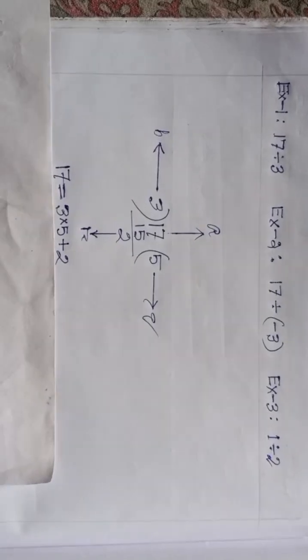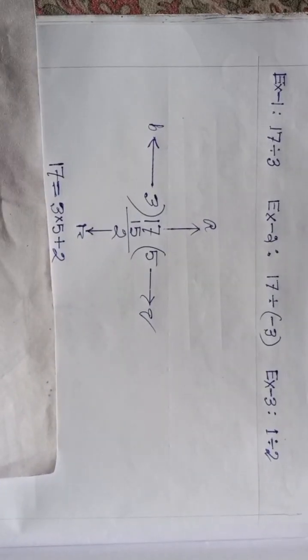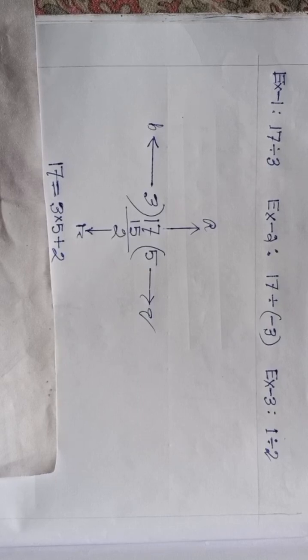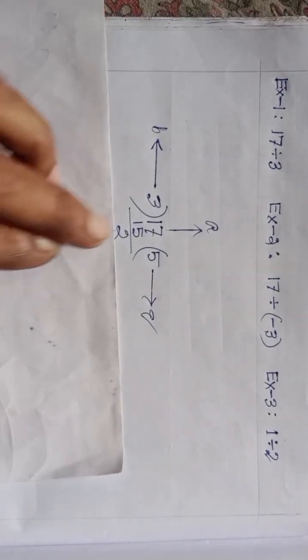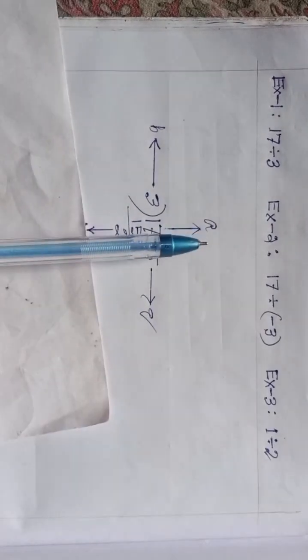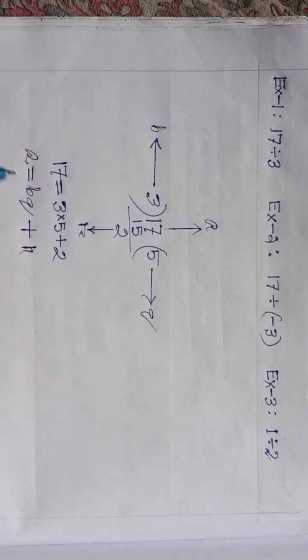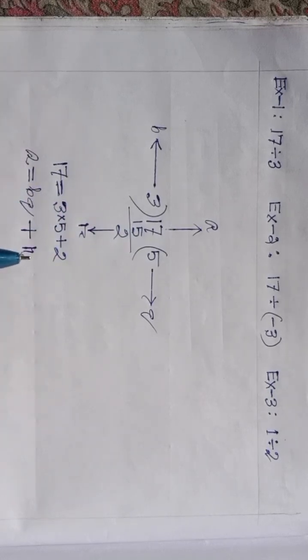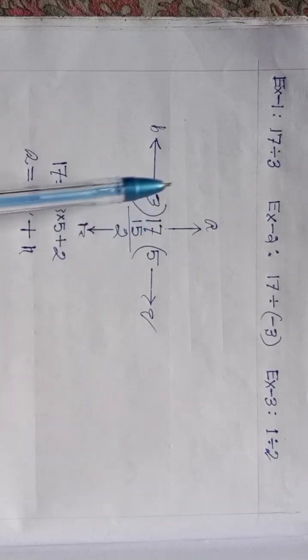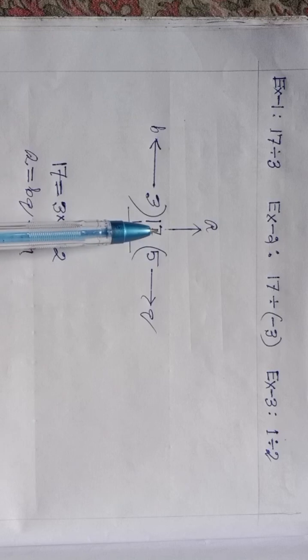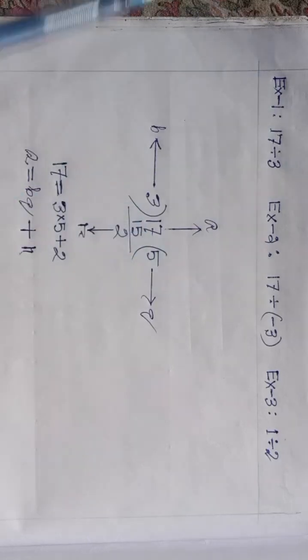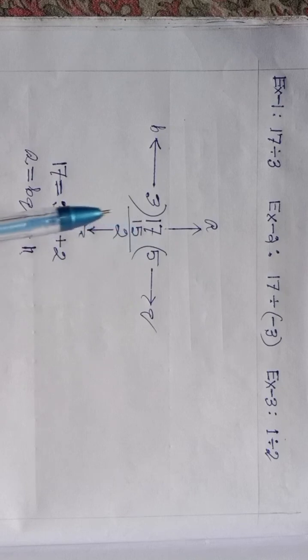Now we are going to denote the dividend, divisor, quotient and remainder respectively by A, B, Q, R. We can write A is equal to BQ plus R. 17 equals 3 into 5 plus 2 implies this. A is equal to BQ plus R can be generalized for different numbers. Instead of 17, many other numbers; instead of 3, many other numbers. And as a result, 5 and 2 will change.